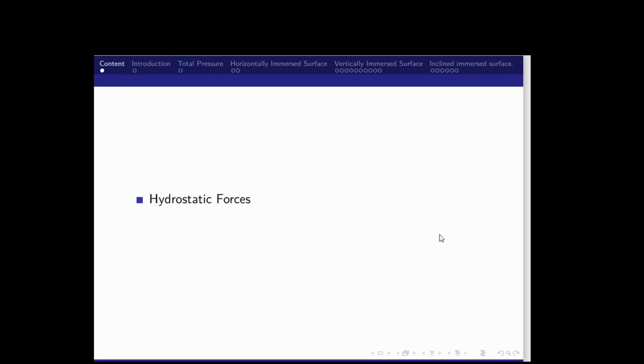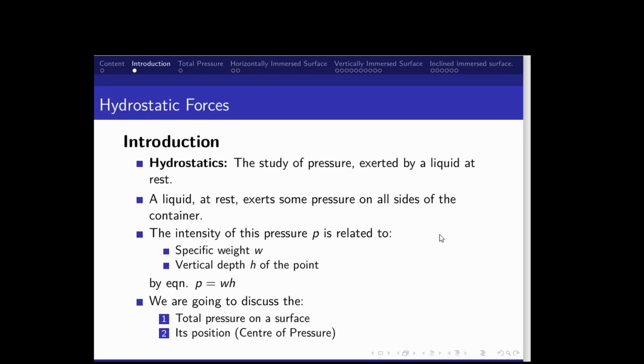So now, we need to understand what a hydrostatic force is. In hydrostatics, we study the pressure that is exerted by the liquid on the surfaces. When a liquid is at rest, it exerts some amount of force on the surfaces of its containers.